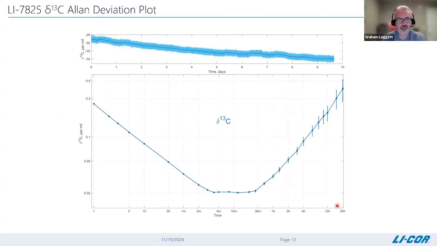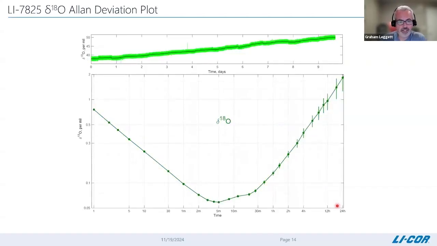Looking at several Allan deviation plots here, just to show you the effect of that long-term stability. You can see in terms of drift per mil, just around 6 per mil over a 9-day period. And then in terms of short-term precision, you can see in 1 second we're getting less than 0.3 per mil precision, and with 5-minute averaging all the way down to 0.02 per mil with this particular instrument. So significantly better than our specification, which is quite conservative. For delta 18O, less than 1 per mil in 1 second, and less than 0.1 per mil in 5 minutes.